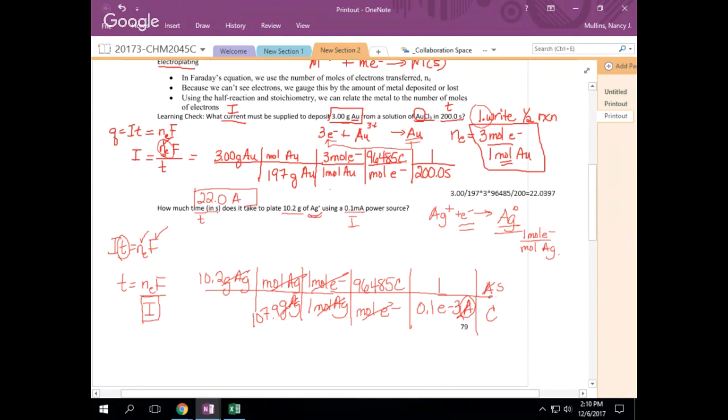Here's how you can remember this one. Q equals IT. This is amps, this one's coulombs, this one's seconds. So an amp must be a coulomb divided by seconds. So if you can't remember it just right off the top, you can always plug in what you know the units have to be, and you can find your relationship as you need it. So coulombs are going to cancel, amperes are going to cancel. We're left in the units of seconds, which is reasonable for time.